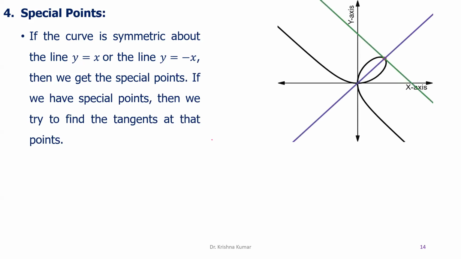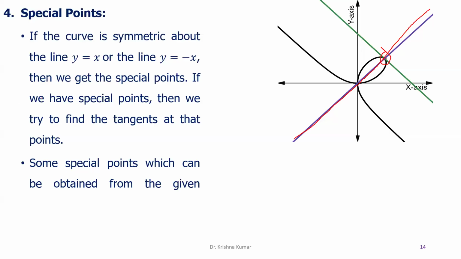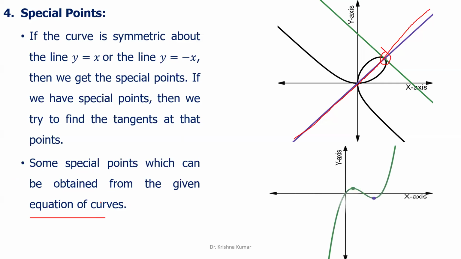Now just look here. Here, this curve is symmetric about the line y equal to x. So we are able to get one point, which will be some special point. Some special points can be obtained from the given equation of the curve. Sometimes we can directly find the special points by solving the given equation of the curve. For example, here these 2 points are special points.